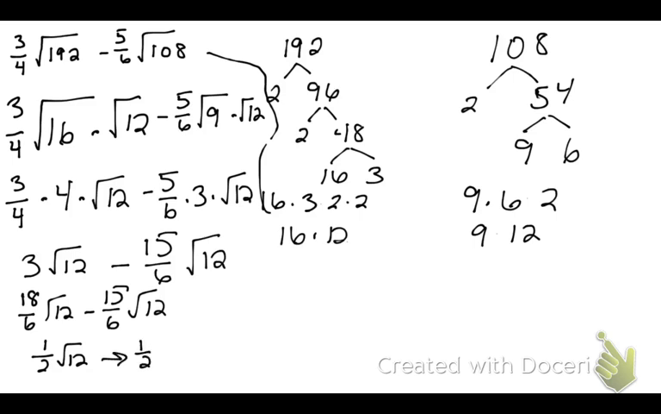This is 1/2 times the square root of 4 times the square root of 3. And since the square root of 4 is just 2, 1/2 times 2 is 1. My final answer is the square root of 3. That's a pretty involved problem. I would rewind that if that was tricky to follow. Let's practice one like it.